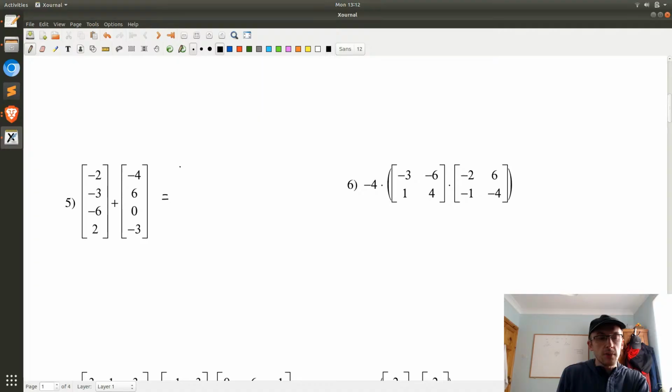So here we've got a 4 by 1 added to a 4 by 1. We just go component-wise straight across. So negative 6 there, 3 there, negative 6 there, and negative 1 right there.